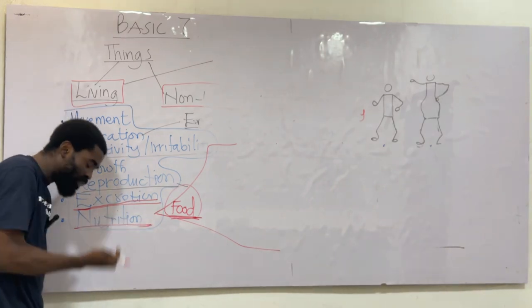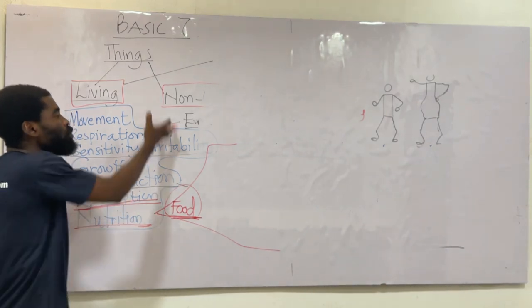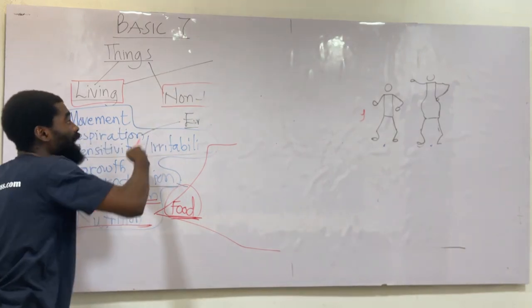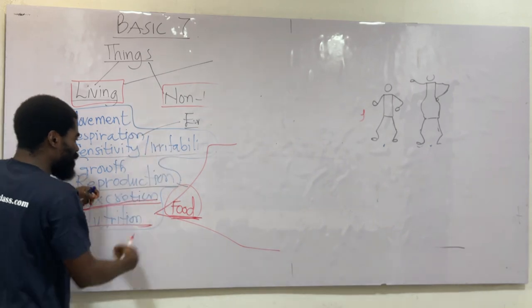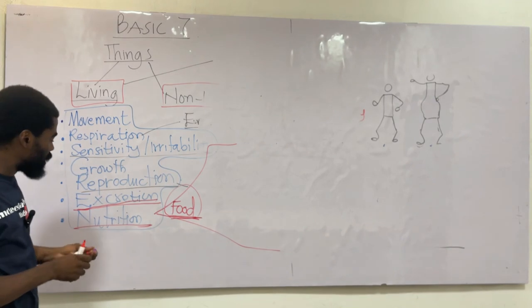Living things must obtain nutrients by feeding. They must obtain nutrients so that the nutrients will allow them to live. If not, they will die. You get the point? They become non-living. Because the energy that we need is in the food, and once we don't have the food, we don't get that energy. So it's very important for us to undergo this nutrition process.